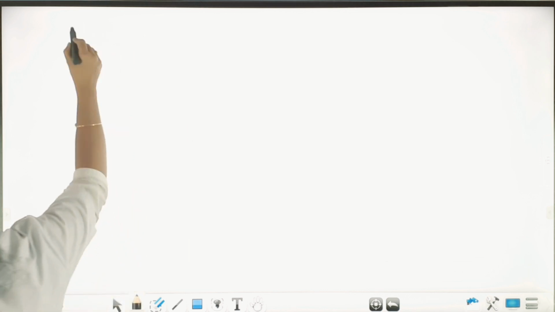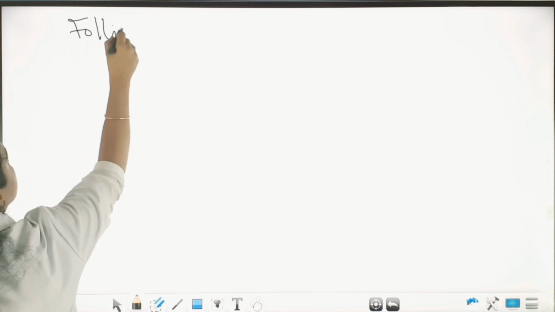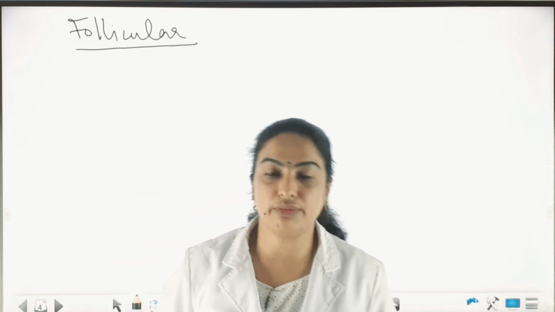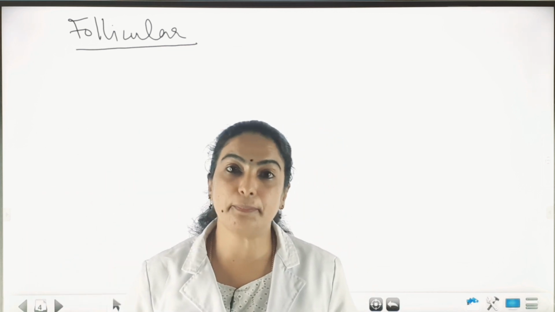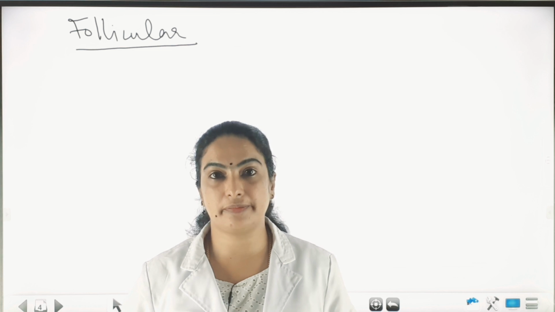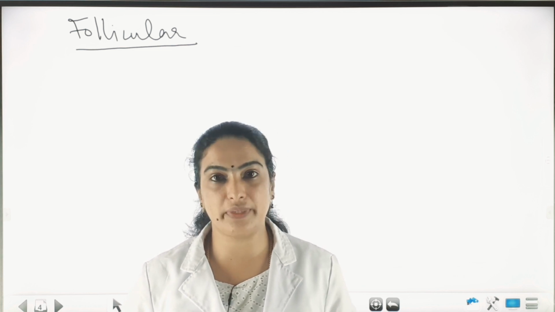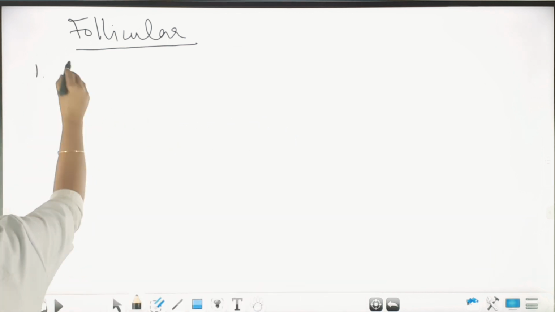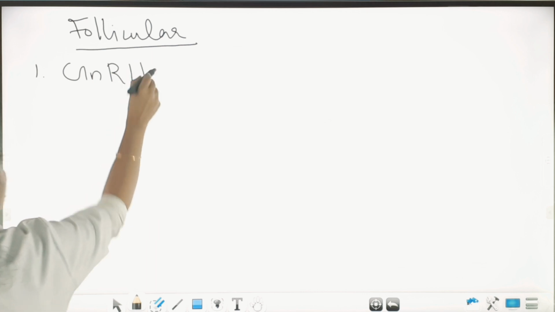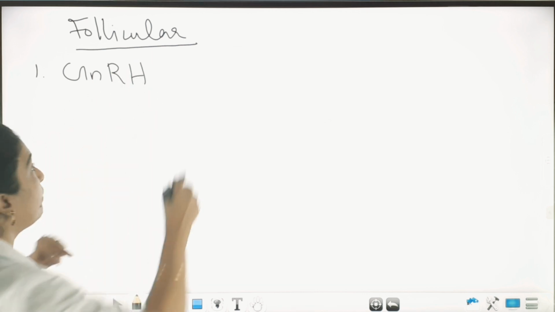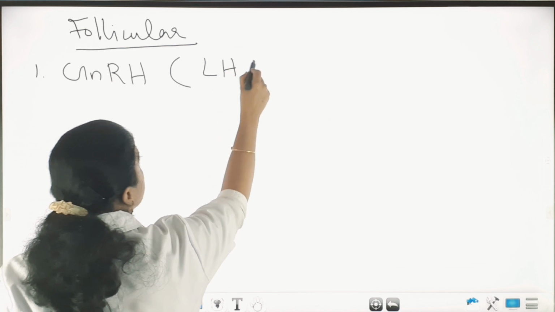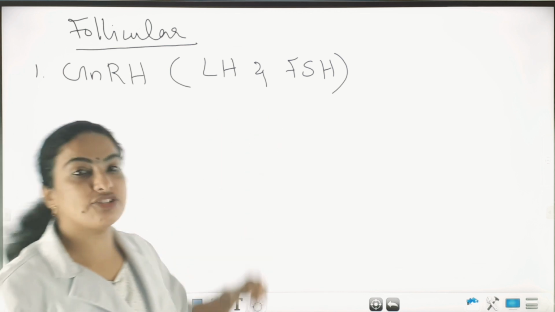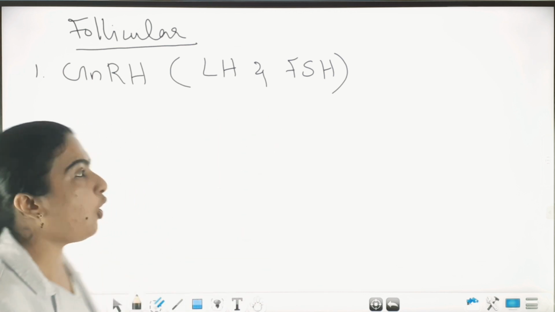The next, second phase is the follicular phase. The follicular phase is also known as proliferative phase. Here the anterior pituitary gland is stimulated and produces gonadotropin. Gonadotropin releasing hormone, GnRH, you know that. So the first step is the formation of GnRH, gonadotropin releasing hormone, which then leads to LH and FSH. LH means luteinizing hormone, FSH is the follicle stimulating hormone.